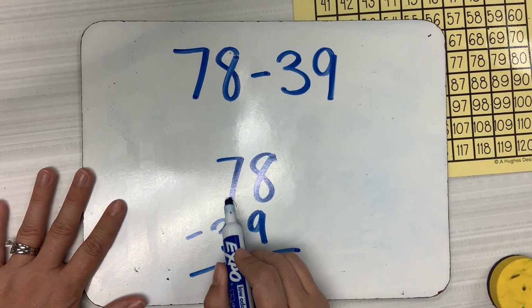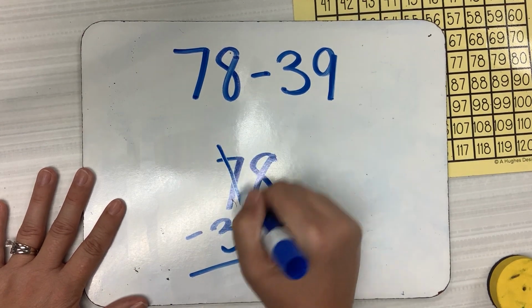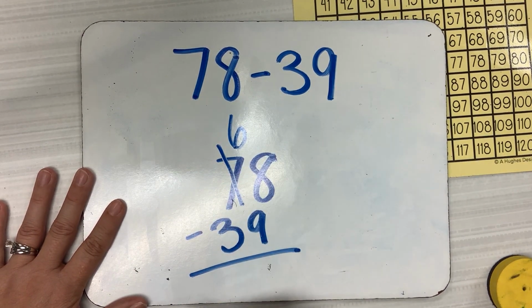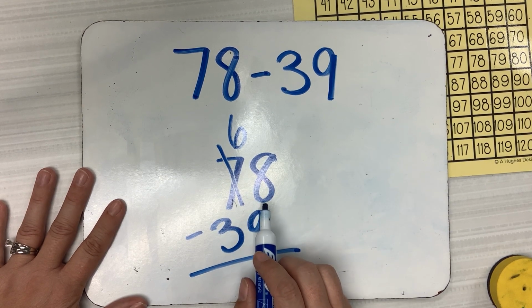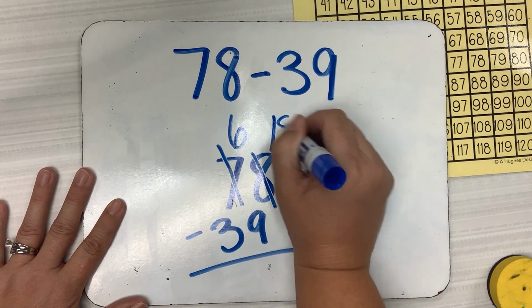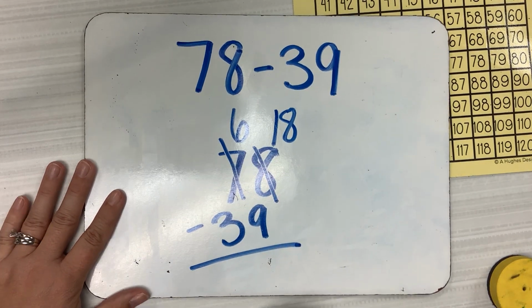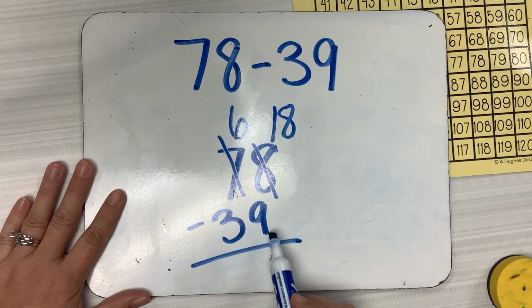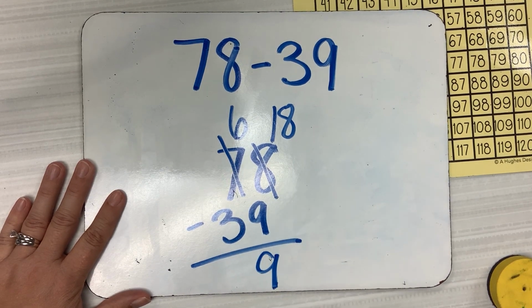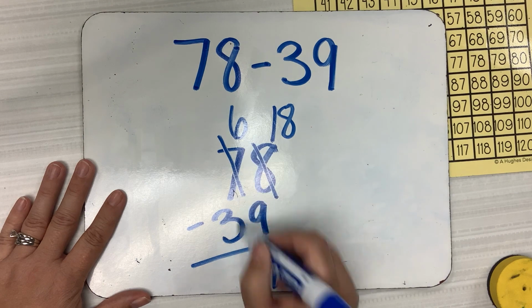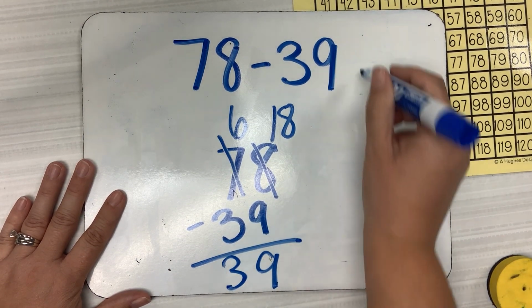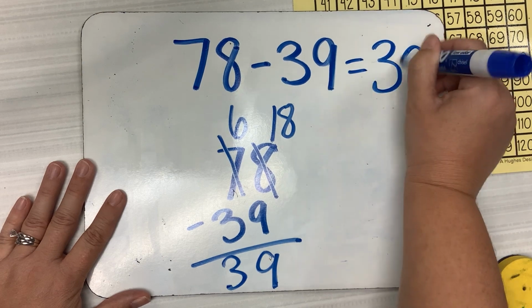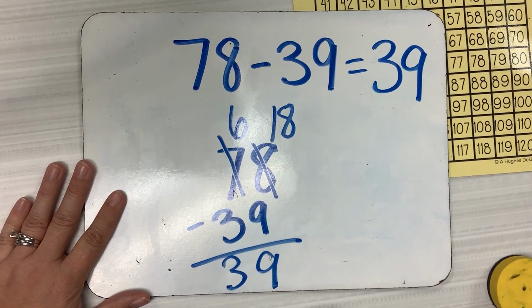If I borrow 1 ten, I now have 6 tens. And I'm going to move it to the ones column. 8 ones plus 10 ones is 18. Now I subtract. 18 minus 9 is 9. 6 minus 3 is 3. Answer, 39.